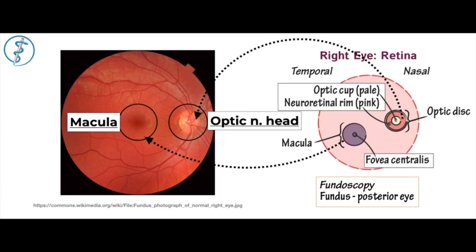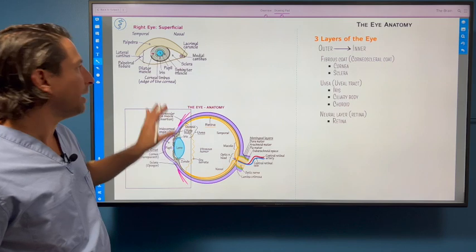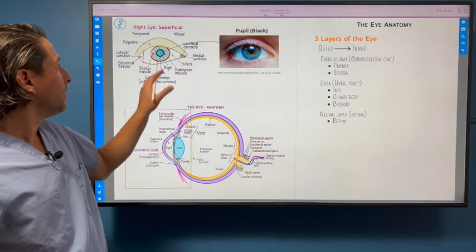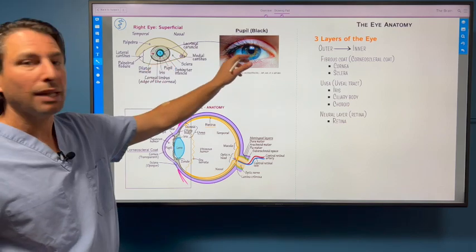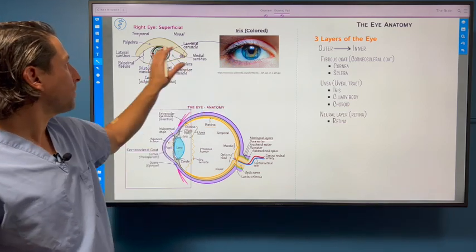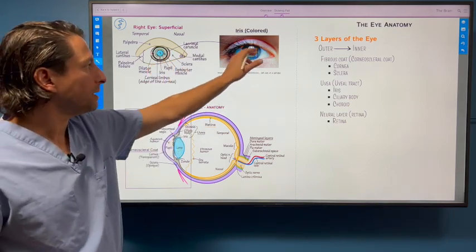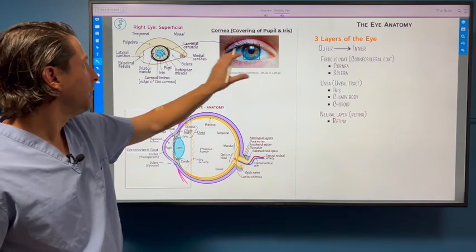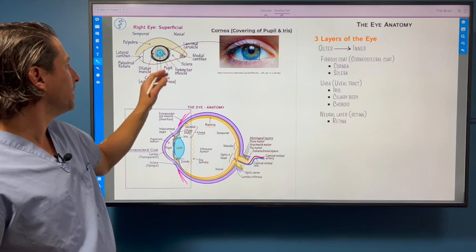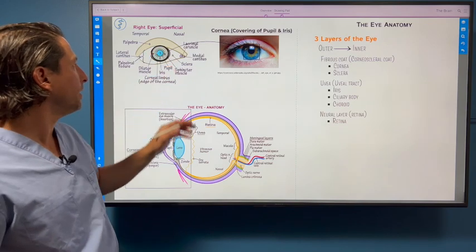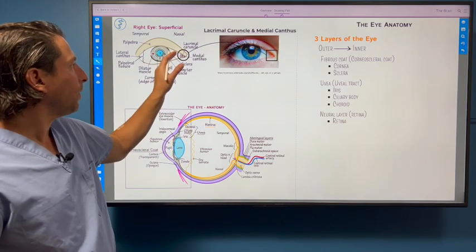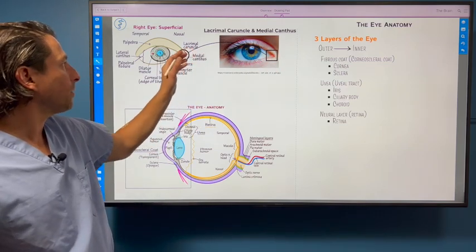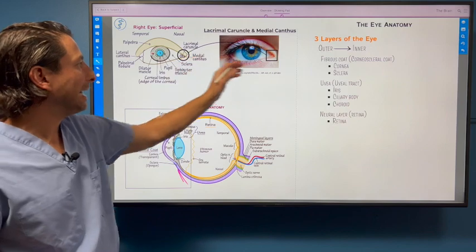So next, we're going to talk about the anterior portion of the eye, the external portion that we can see with the naked eye. There's a pupil here, which is the black portion. Then surrounding it is the iris, which is this colored region. Remember, the cornea goes over this, and we can see this corneal limbus, which is the edge of the cornea here. And then there's the sclera, the white of the eye, and then medially here we have the lacrimal caruncle and then the medial canthus.